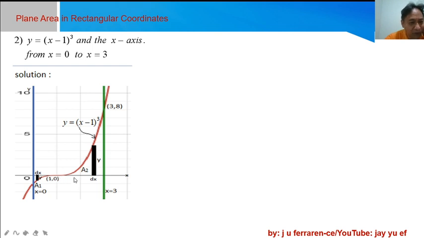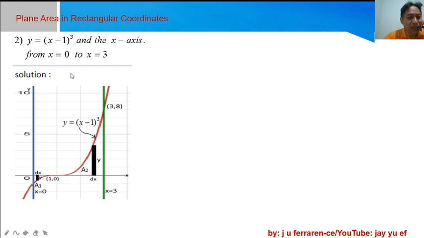But if your x becomes 2, your y becomes 1. So, your curve will rise up. Okay? Then, when x is equal to 3, you have y equal to 8. So, this is the point through which your curve will pass. Okay? So, it goes down below the x-axis when the value of x is less than 1. Okay, so this is your y-intercept.